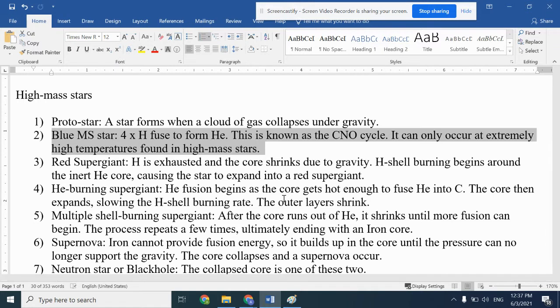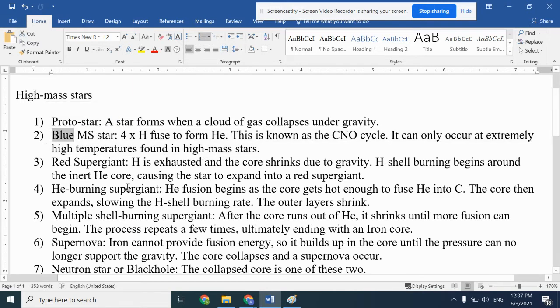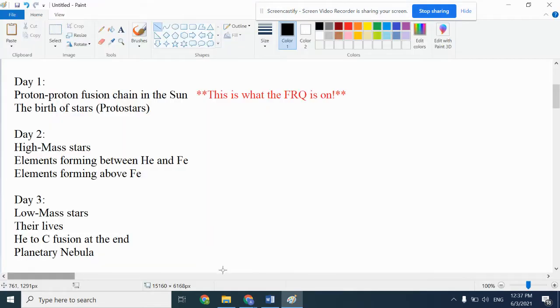Now, for high mass stars, they're going to be called blue MS stars or blue main sequence stars. They do a little bit of a different fusion cycle as opposed to the proton-proton chain. They take 4 hydrogens and fuse them into 1 helium. This is known as the CNO cycle. You don't need to know how the CNO cycle works for the test. Just know that it's a different cycle that's used in high mass stars. You'll also notice that these stars are blue. So, why are they blue?